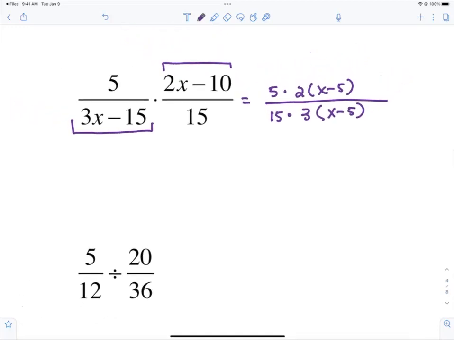If I had to list excluded values, x would not be allowed to equal positive 5 because of this x minus 5 in the denominator right here. That's the expression that would create division by 0.